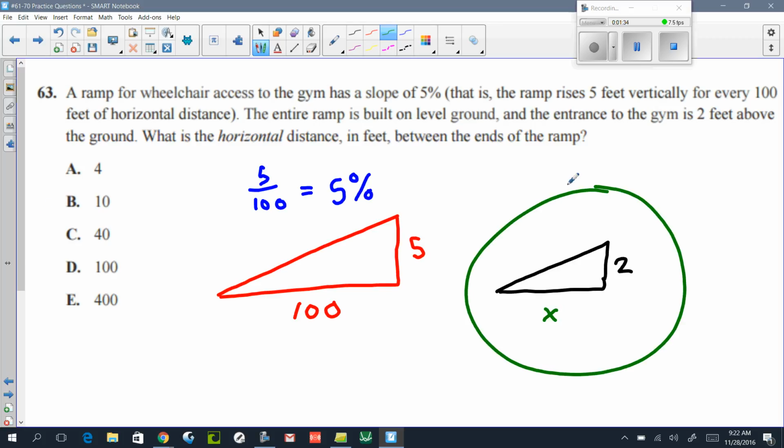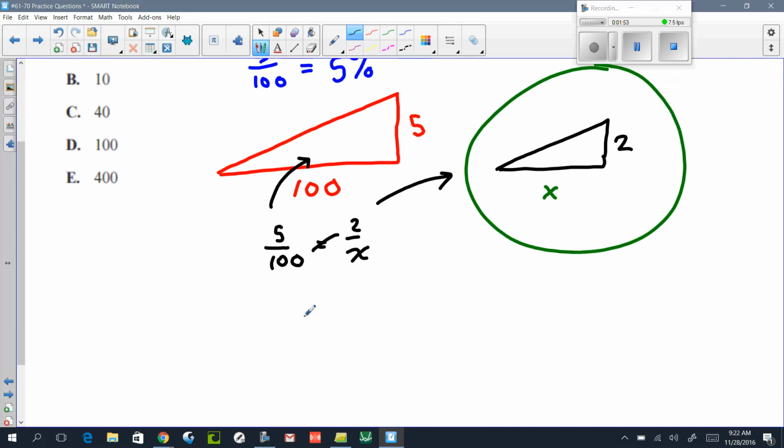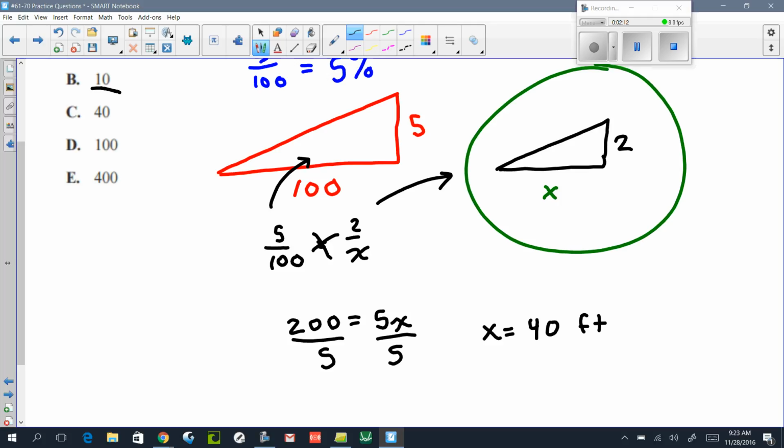So what I'm going to do is simply use proportions. We have proportionate triangles here. They have the same slope. So I'm going to do 5 is to 100, and that would be from this triangle, as 2 is to x, and that would be from this triangle. And using cross products, we can cross multiply. We have 200 is equal to 5x. Dividing by 5 gives us x is 40. So 40 feet would be the horizontal distance in this ramp. So the answer would be C.